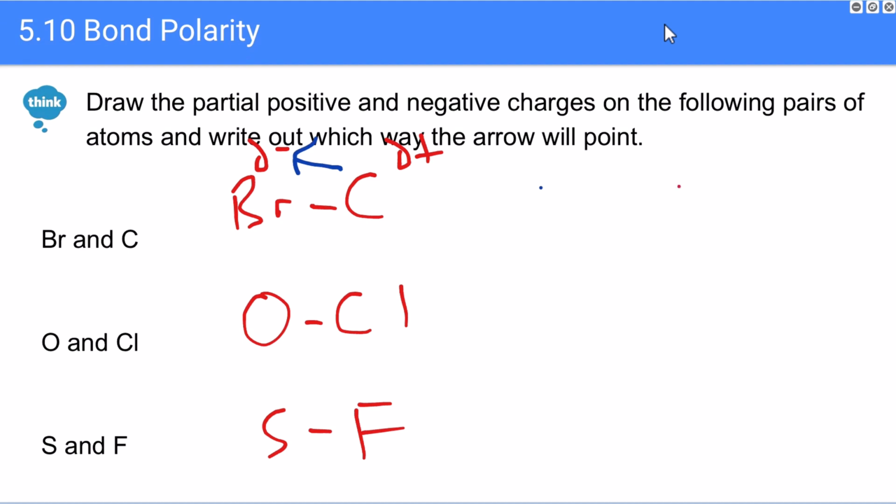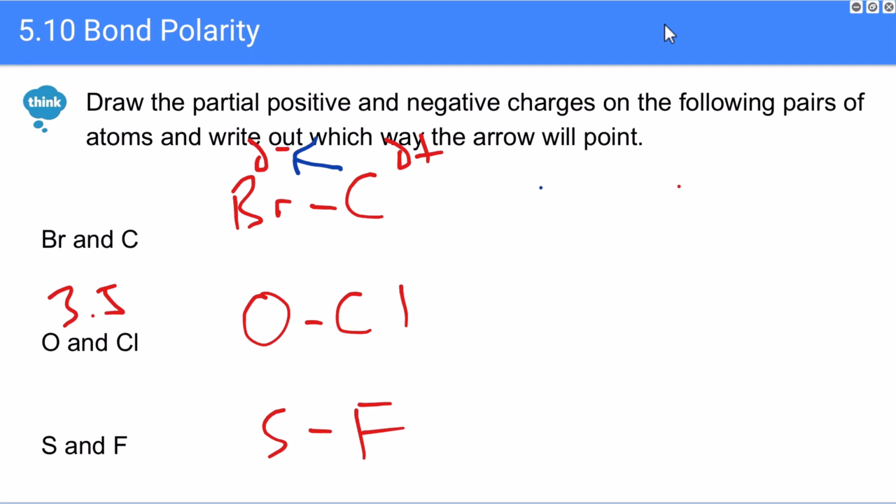Oxygen and chlorine actually both have an electronegativity value of 3.5. So because they have the same electronegativity value, they share those electrons evenly. There's not one side that's going to have electrons closer to it than another, so there's no need for a dipole arrow, and in addition to that, there's no need for the positive and negative charges.